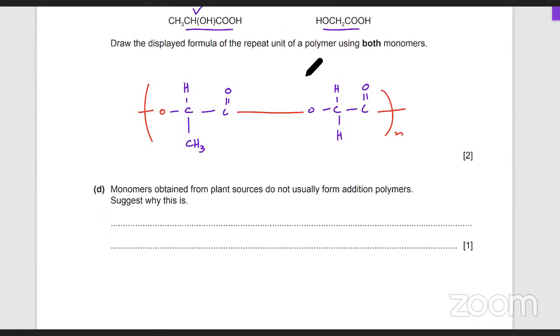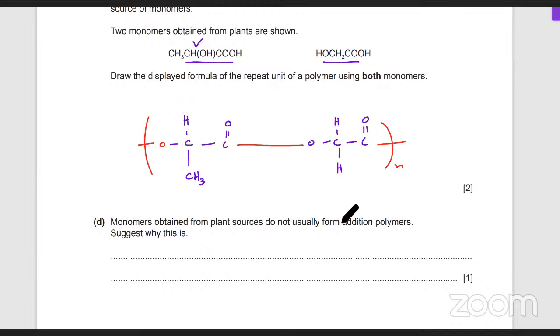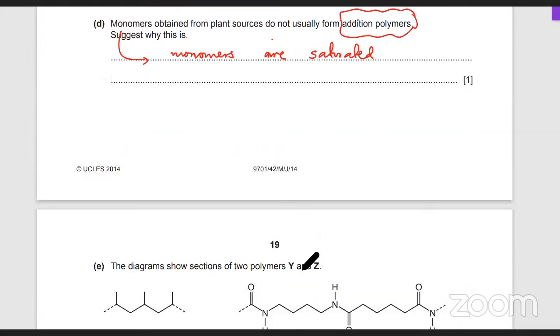Next, monomers obtained from plant sources do not usually form addition polymers. So are addition polymers formed by alkenes? There will be just one reason: the monomers are saturated. Because addition polymers are formed when you have alkenes, okay. If you don't have an alkene, they are not going to form addition polymers.